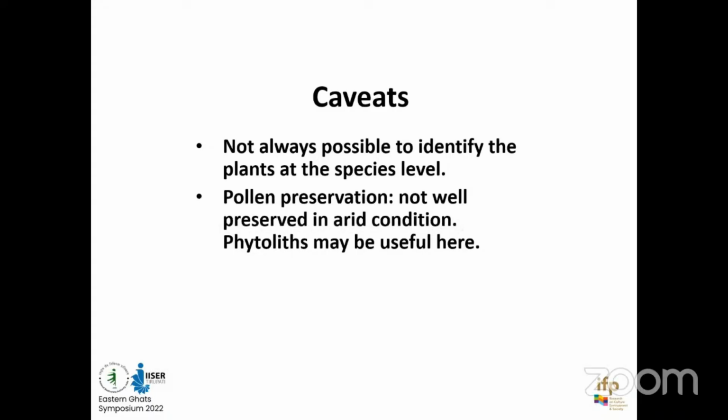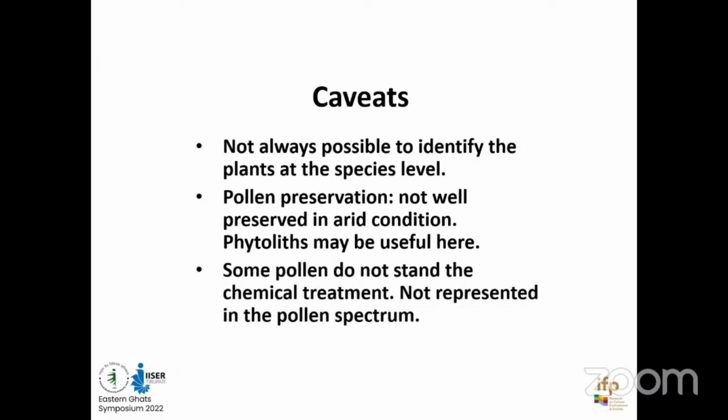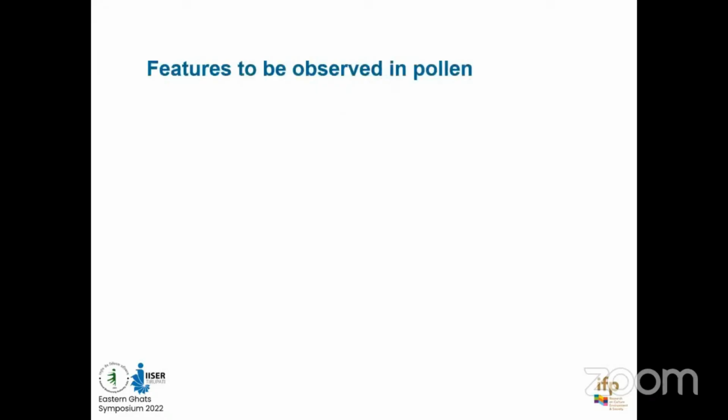And pollen preservation, of course, is generally very good when the conditions are not arid, when you have non-oxidizing conditions, when you have material like clay. Otherwise, you can't have good pollen preservation. So you need to think, as I already said, of complementary proxies. Here, phytoliths may be useful. And it's also true that not all pollen is equally well preserved. Some may particularly not stand the chemical treatment and hence not be represented in the pollen spectrum. So these are some caveats which we need to keep in mind.